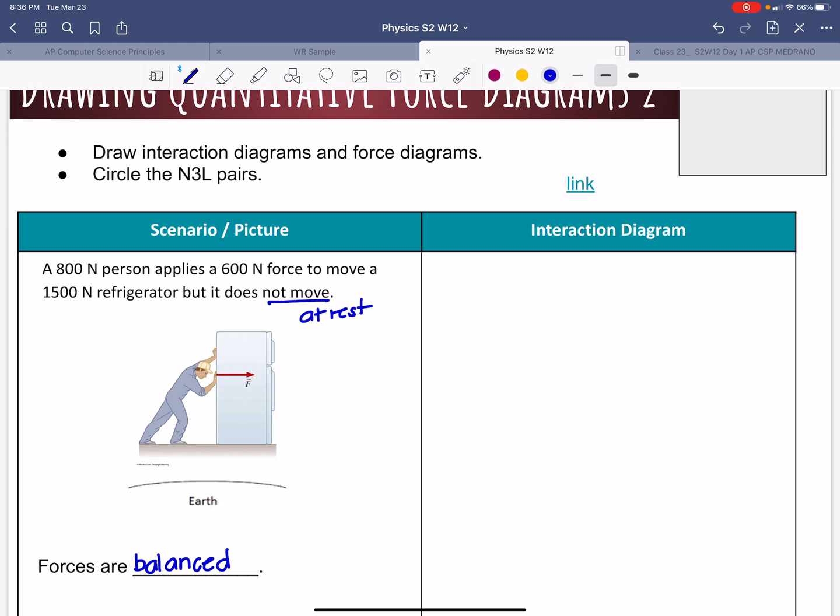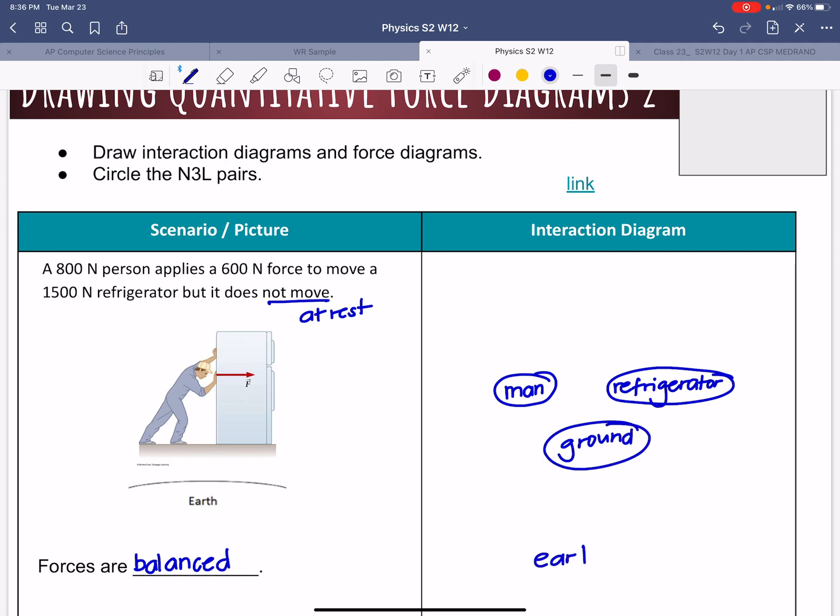All right, and so now we're going to go ahead and draw our interaction diagram. We have the man and the refrigerator. We have the ground, and we have the earth. All right, and so the man is pushing the refrigerator, and the refrigerator is also pushing back on the man. We have the refrigerator standing on the ground, and the ground is pushing back on the refrigerator. And we have the man also standing on the ground and also pushing back. The ground is pushing back.